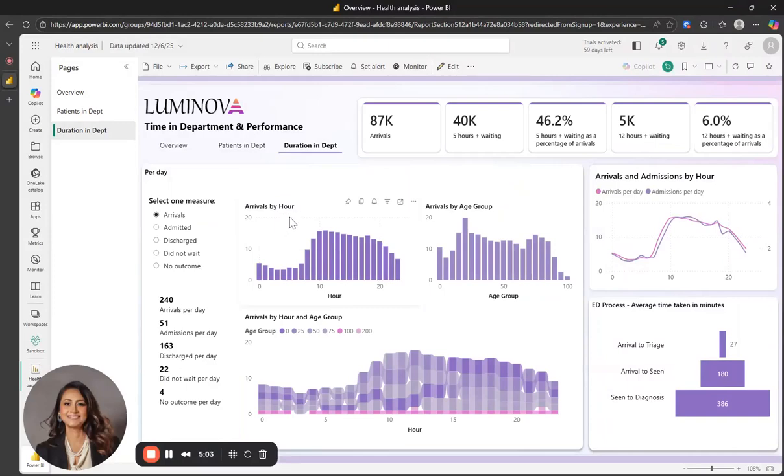This final page focuses on patient outcomes and the time patients spend within the emergency department, a crucial measure for performance, safety, and patient experience.